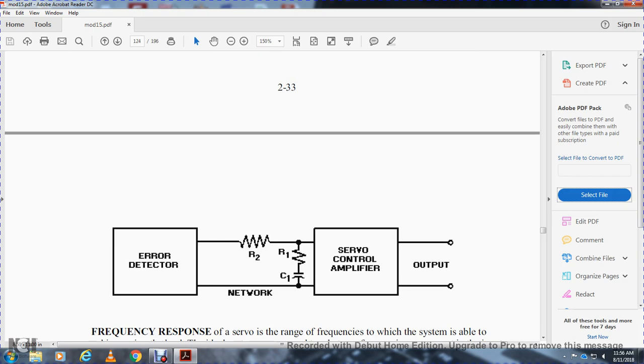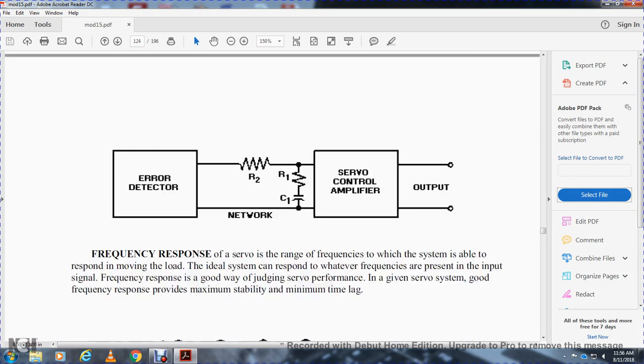Error detector going through resistor 1 and capacitor that should network into the servo amplifier output. The frequency response of the servo, the range of frequency the system is able to respond to with the moving load, with the ideal system responding with the wave at the frequency present in the input signal. Frequency response is a good way of judging the servo performance.